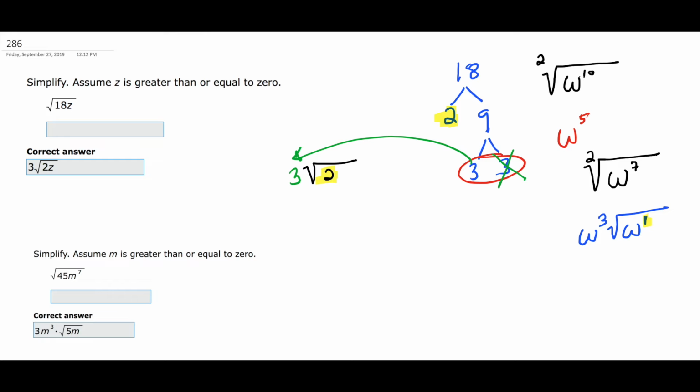So here's 3, remainder 1. There's that 1. There's that 3. So it's w to the 3rd, right? Okay, so then in this problem here, you don't have any other z's. So that z is going to have to stay in the root. Okay, so we dealt with the 18. The 18 is 3 root 2, and you can't do anything with the z. So there it is. That's your answer.